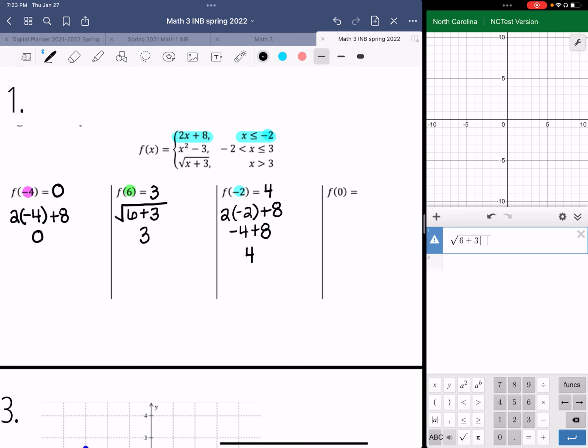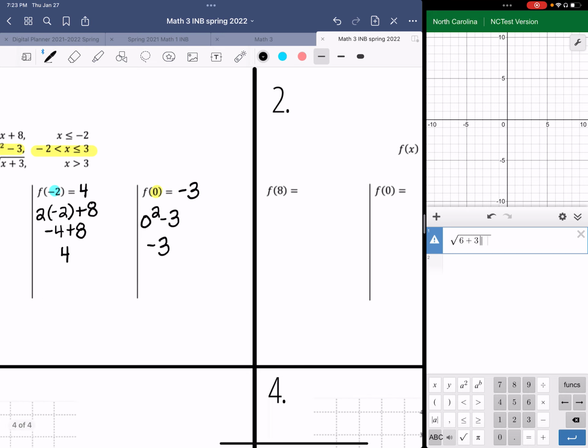Okay, and the last one. So for the last one, we have 0 for our input, and 0 is going to fall between negative 2 and 3. So we're going to input 0 into the second one. So we have 0 squared plus minus 3. Well, 0 squared is 0. Minus 3 gives me an output of negative 3.